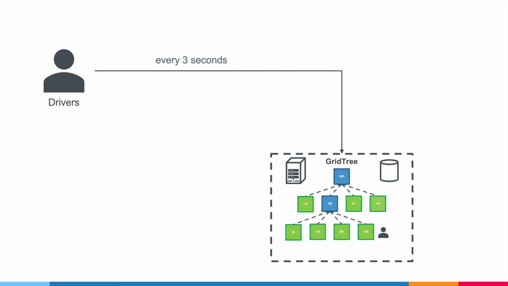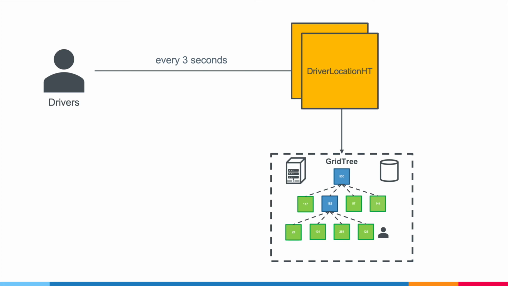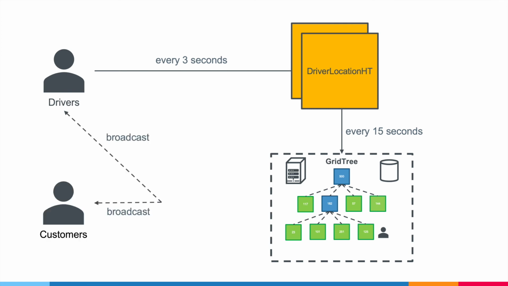To solve this, we can keep a hash table where the updates will be stored and instead of 3 seconds, we will update the grid tree every 15 seconds. For scalability, we should store the hash table on multiple servers. Let's say we have a driver location server. As soon as the update call comes, this will broadcast the information to interested customers, and after every 15 seconds, it will update the grid tree.